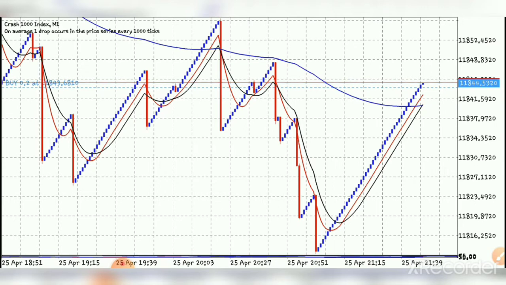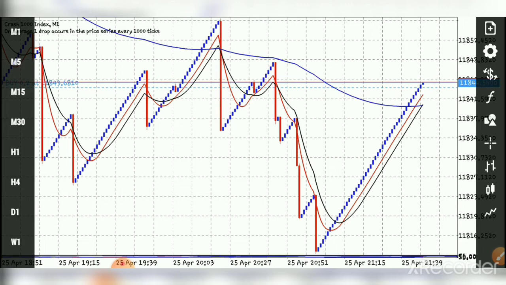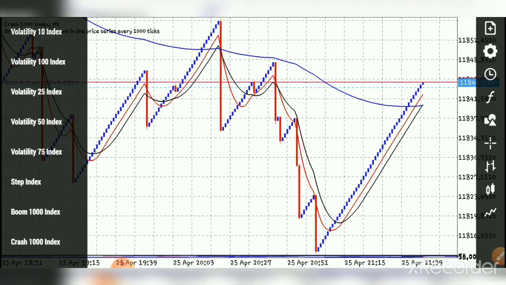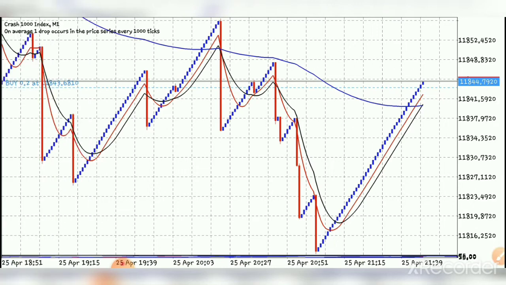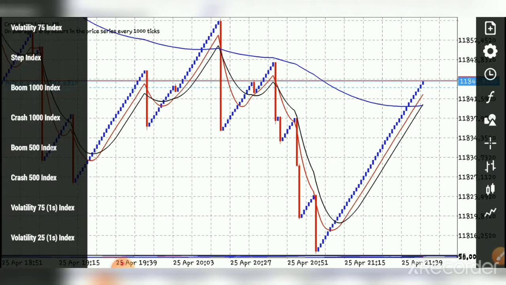So let me switch to boom, so you see what I'm saying. Let's look for boom 1000. Boom 500 will give you double of whatever boom 1000 will give you, and crash 500 will give you double of whatever crash 1000 will give you. That's just the difference between the two.